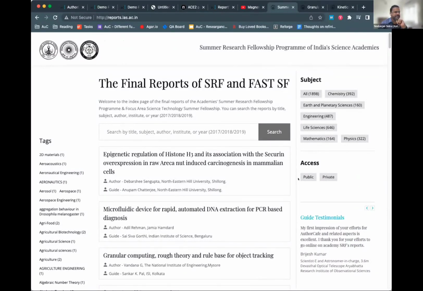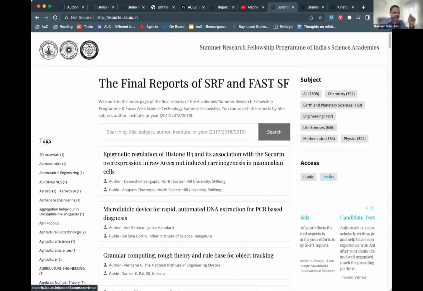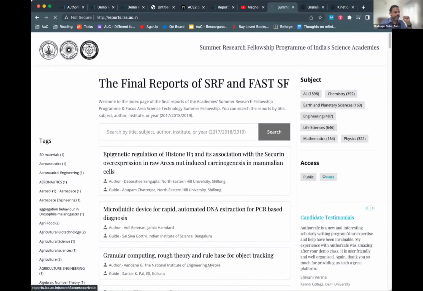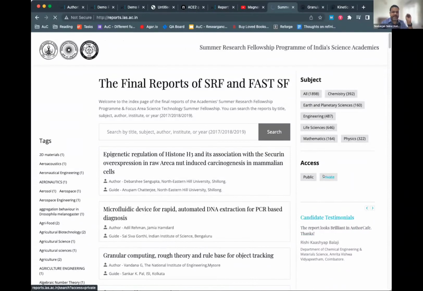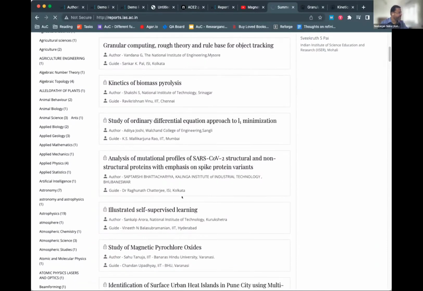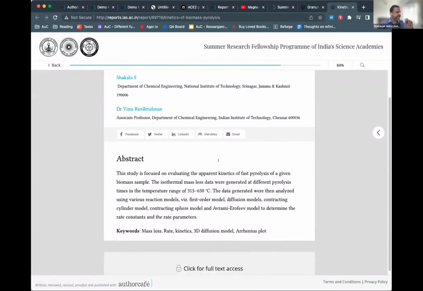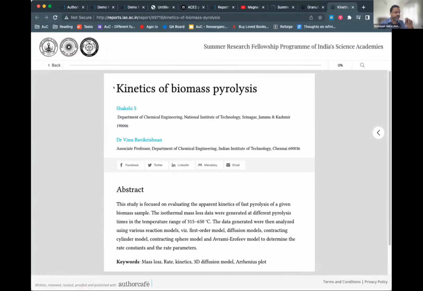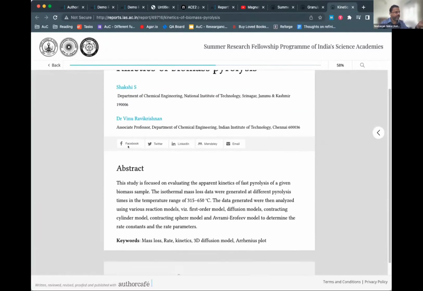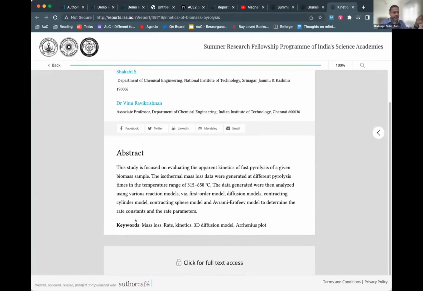So here on the right side, you can see that there are two kinds of access filters available. Let me click on private, which means it is going to show me all of the reports which have been defined as private access. While this comes up, you can see that there are some reports which have a lock sign before them, which means those are private reports. For those private reports, it's only your primary metadata which can be seen by others, which is your title, your author and your guide details, your abstract and keywords, nothing else.